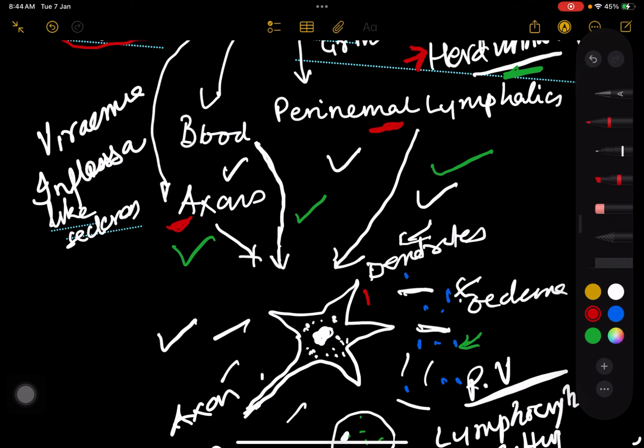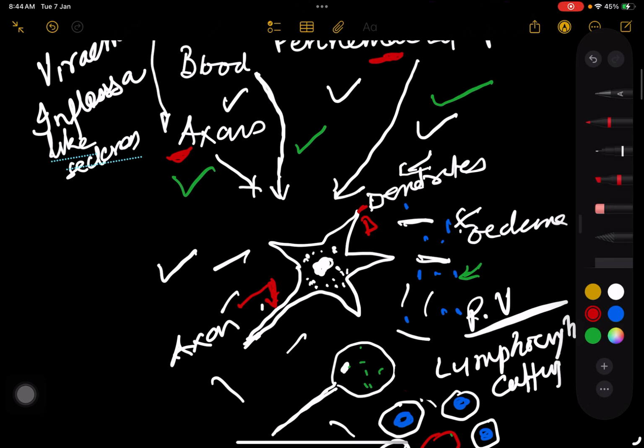Now, this cell is a stellate cell. It has dendrites, these are dendrites, and it has axons. So this is an axon. It has a large central nucleus. It has a granular cytoplasm. These granules are called Nissl's granules. Now, surrounding the cell is the glial tissue, the connective tissue.